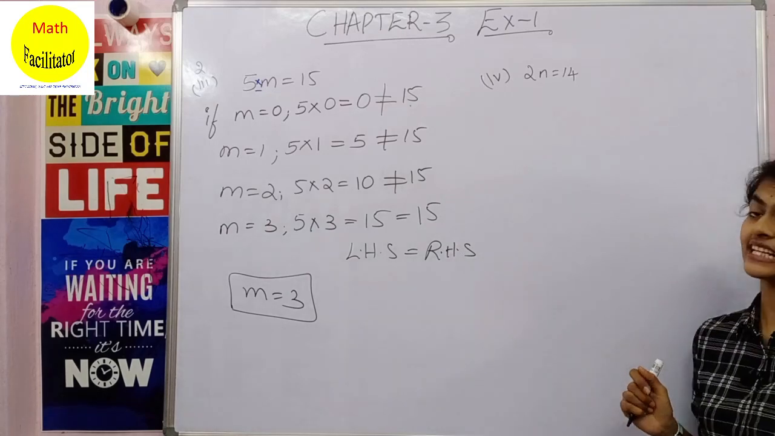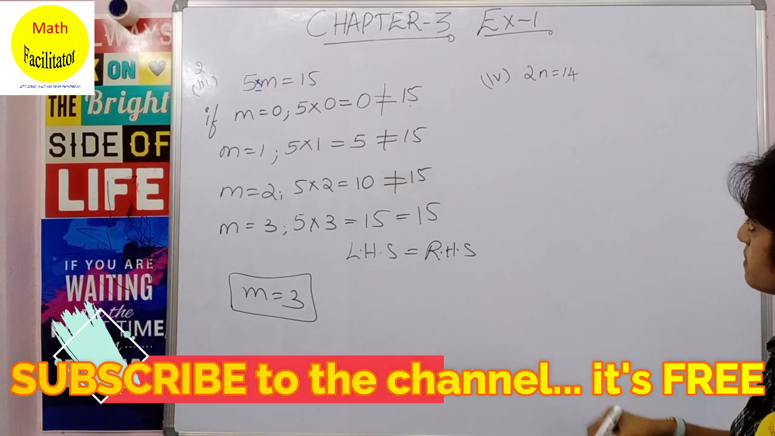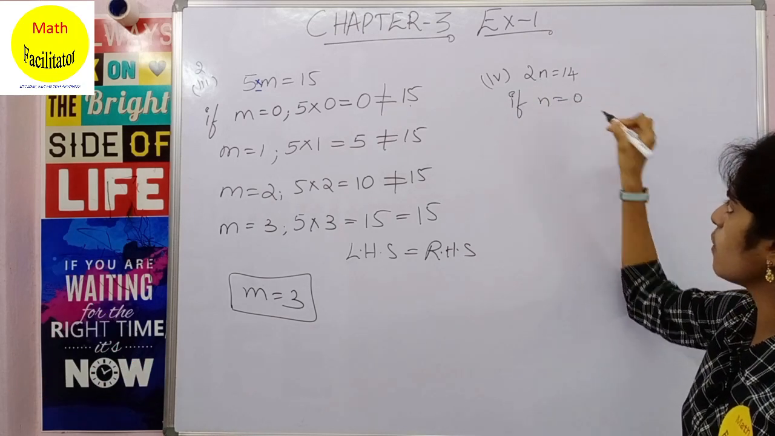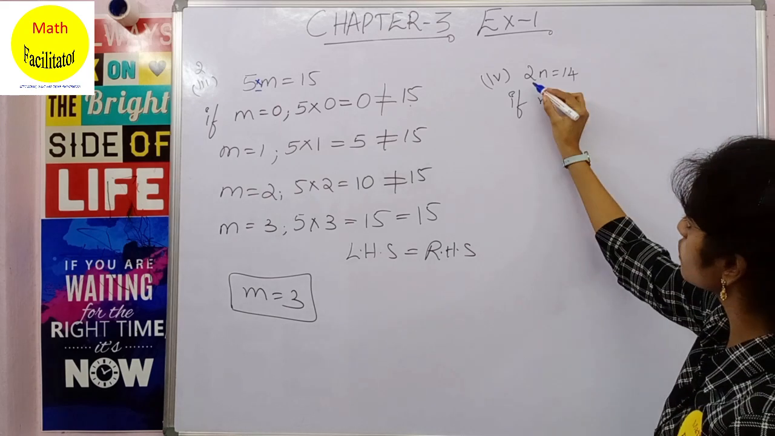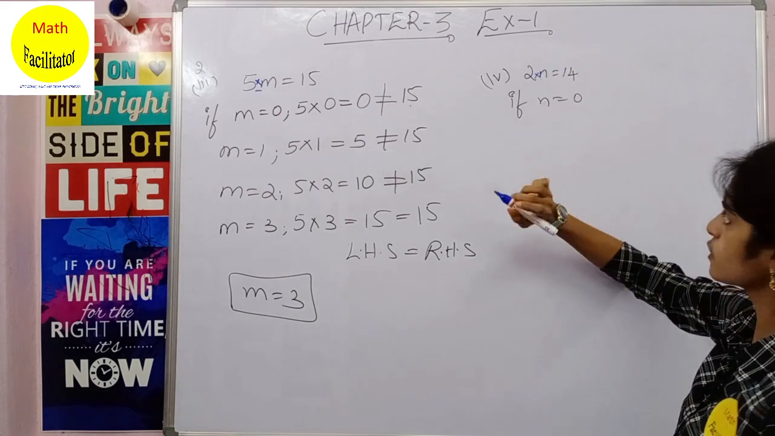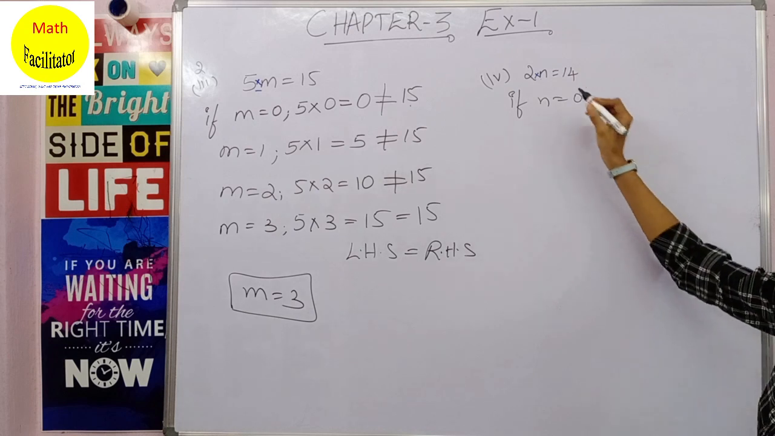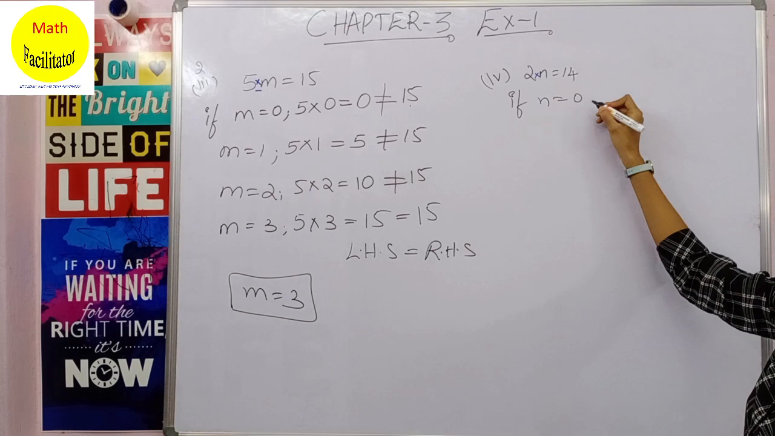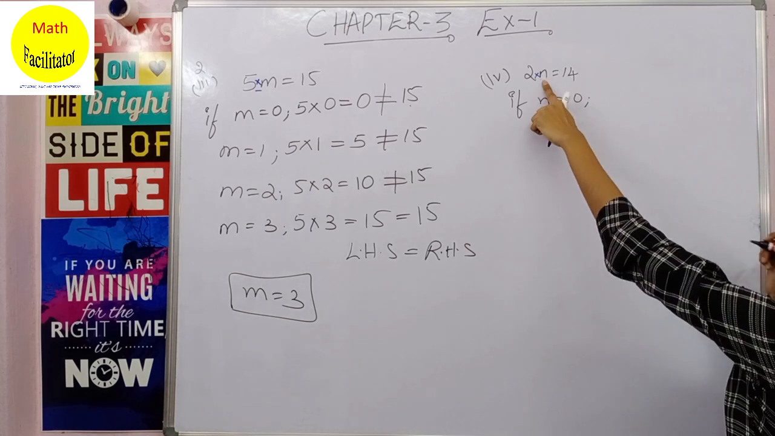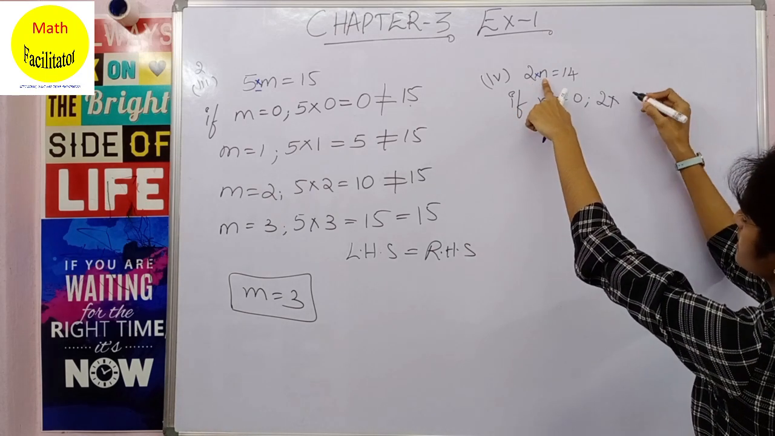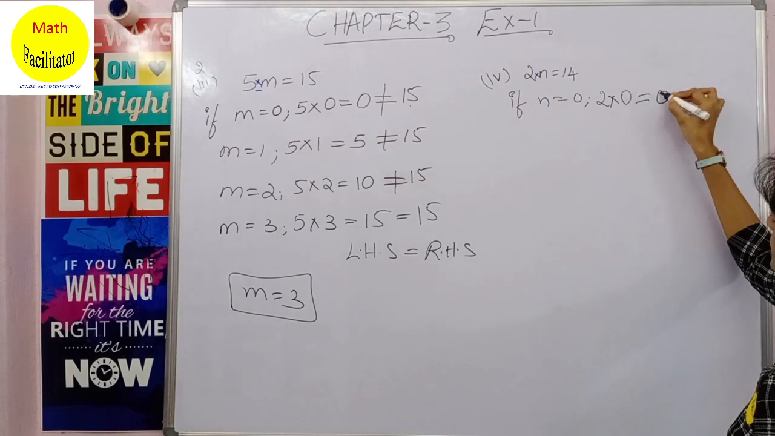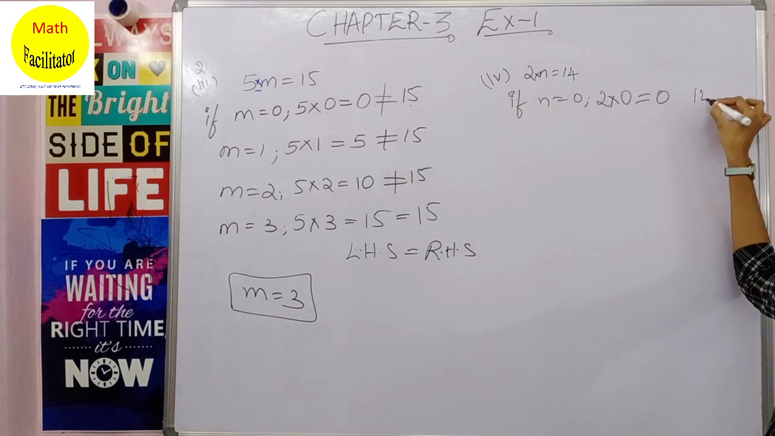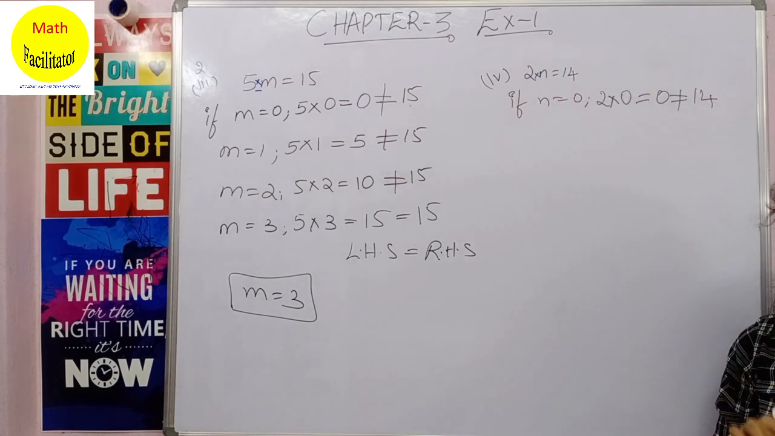Here you have 2n equal to 14. Similarly, let us take, here the variable is n. If n equal to 0, what happens? This 2n is nothing but 2 into n, 2 multiplied by n, right? There is nothing in between the constant and the variable, which means it is multiplication. When you take n equal to 0 and substitute it here, it is 2 into 0. 2 zeros are 0. The LHS value you got is 0. But RHS is 14, so LHS is not equal to RHS.